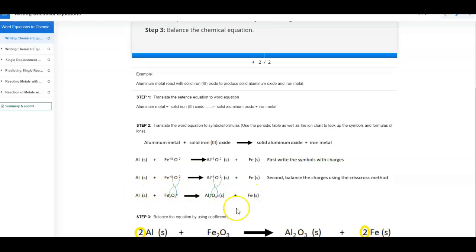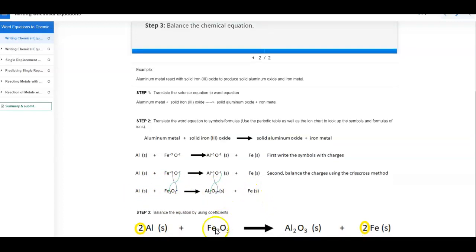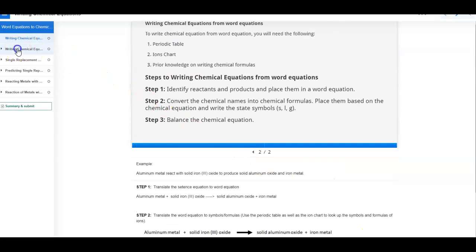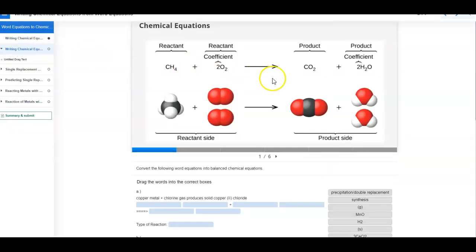So that will be your final equation, and then you now balance the equation. That is the last step, simply adding coefficients to the respective substances. Now that is an example of how I expect you to do the activity on writing chemical equations.